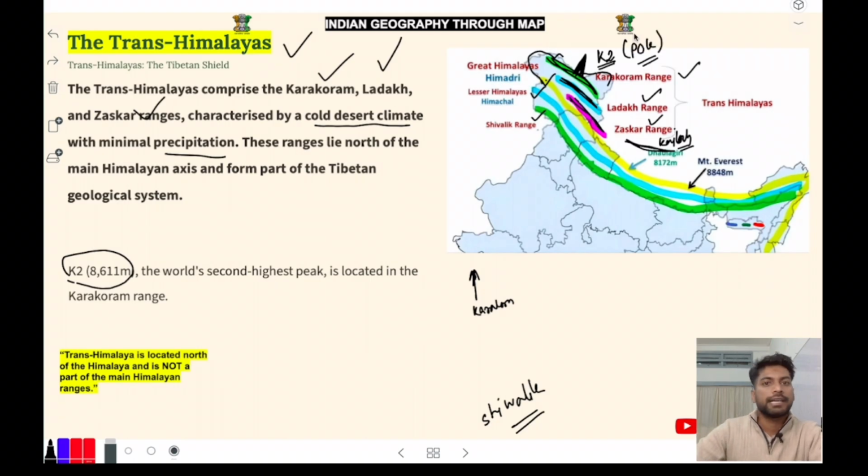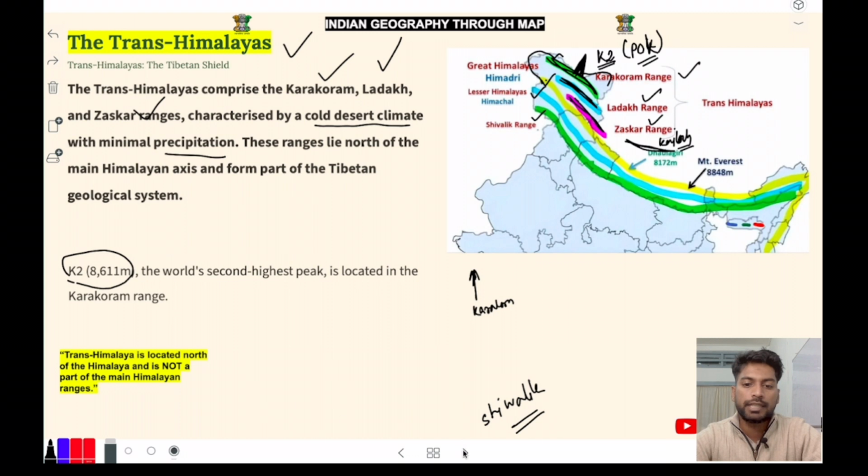So technically we can't say K2 is the highest. K2 or Godwin Austen is not the highest mountain peak of India. It's Kanchenjunga, that's in Sikkim. Got it? K2 is in POK, Pakistan occupied Kashmir. Got it? So Trans Himalaya complete.